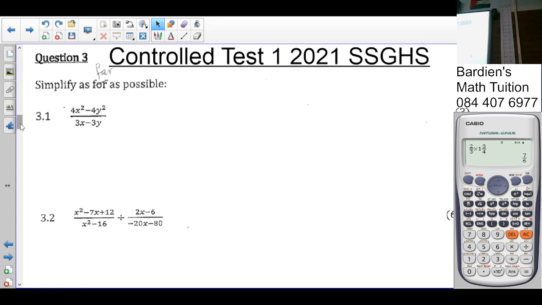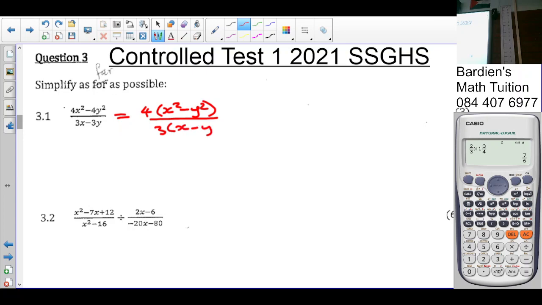Okay, simplify as far as possible. Right, so what's going to happen here? Common factor of 4. I'm left with x squared minus y squared over. What's happening at the bottom? Common factor of 3. So we're left with x minus y. What can be done now?